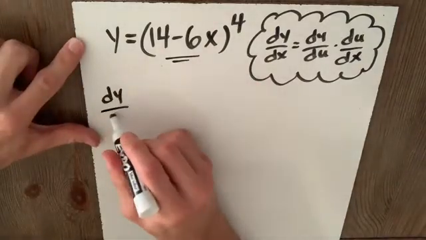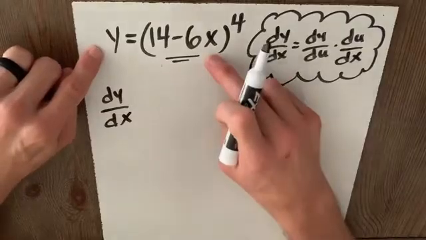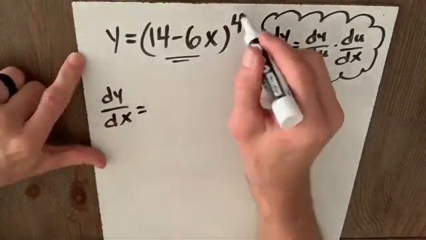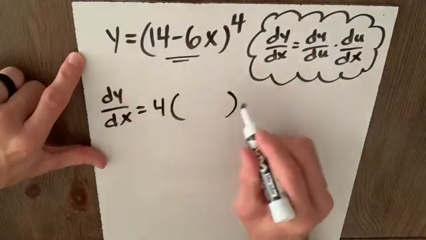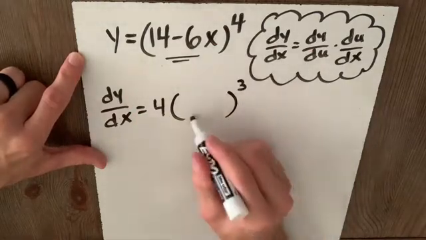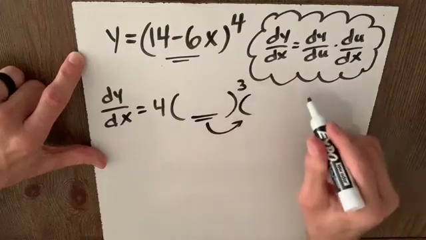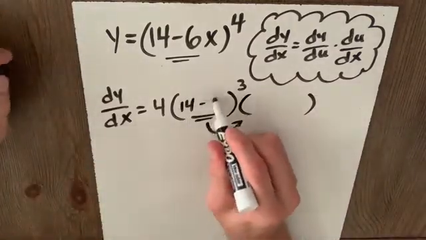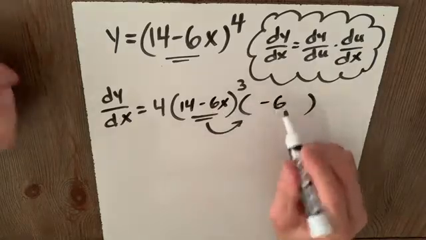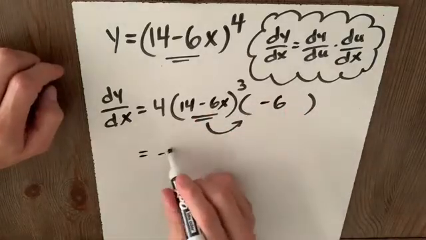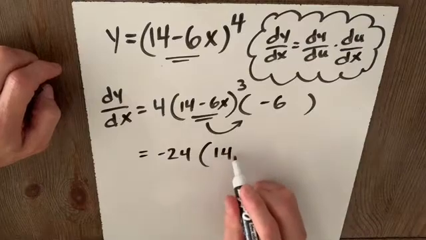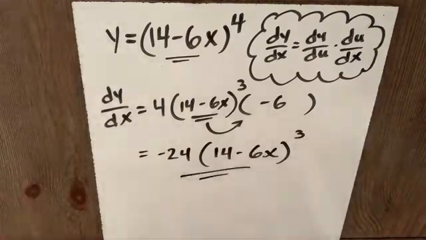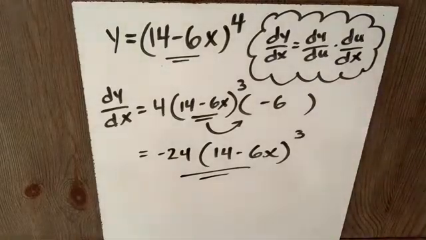So dy dx, y is written in terms of x, so our derivative is dy dx is equal to, use the power rule, 4 times whatever's in parentheses to the third power. Now I'm going to tag on the derivative of whatever's in parentheses and leave whatever's in parentheses unchanged. So of course the derivative of this is negative 6, so we get negative 24, 14 minus 6x to the third. And of course we can find the derivative much faster once we understand this chain rule.